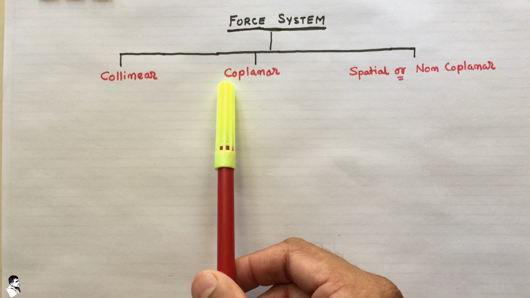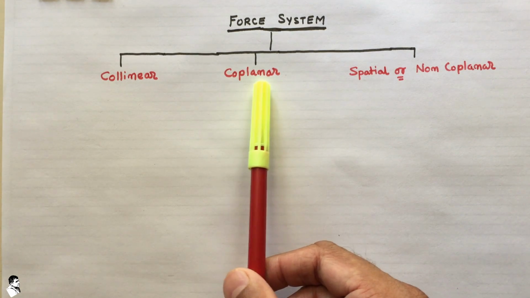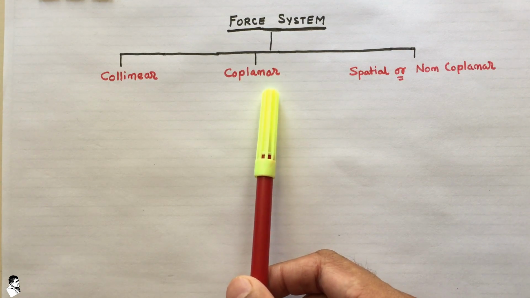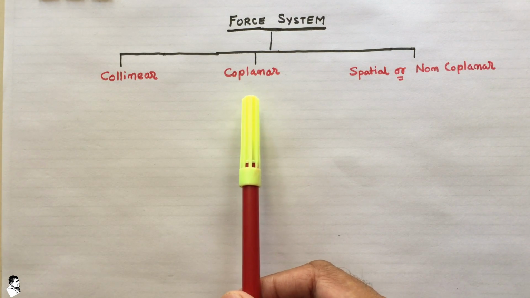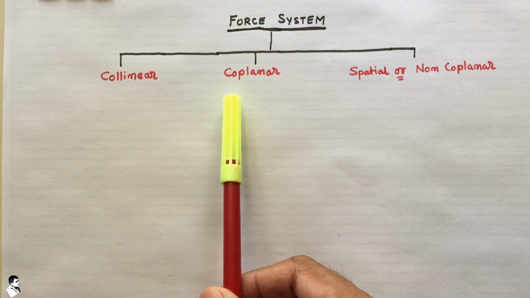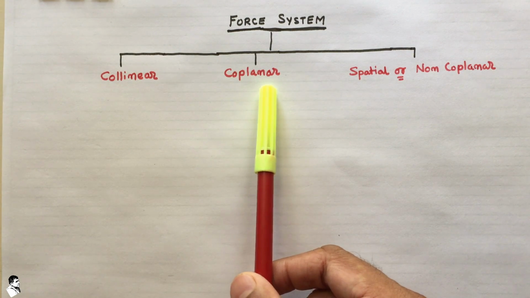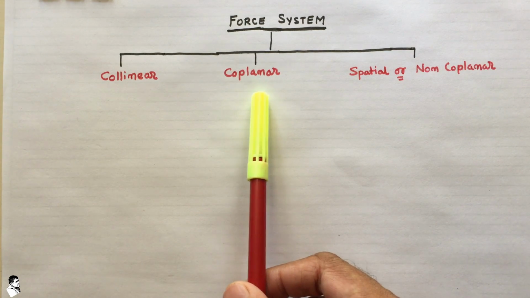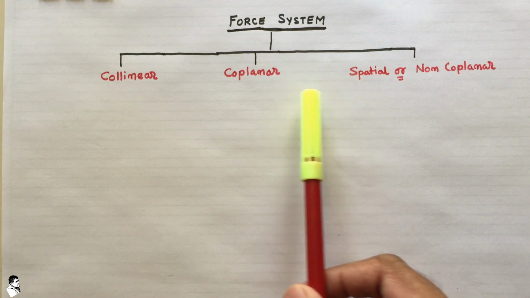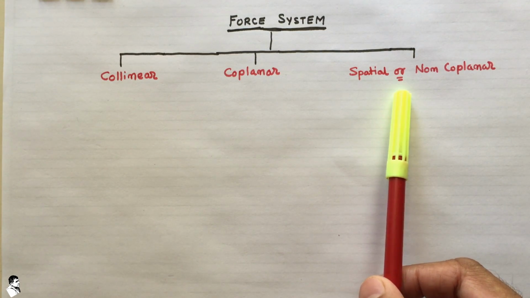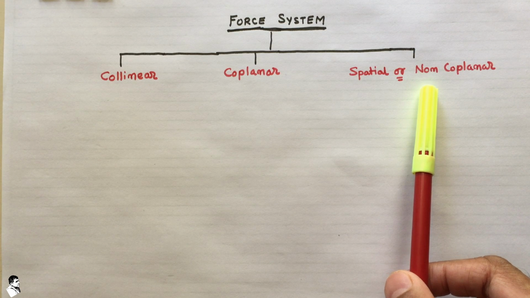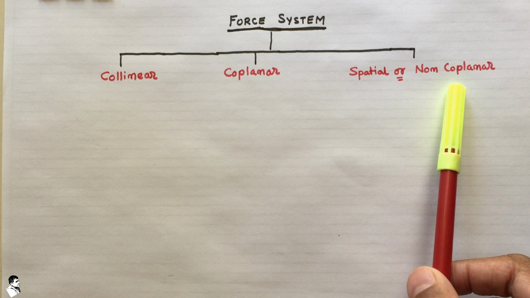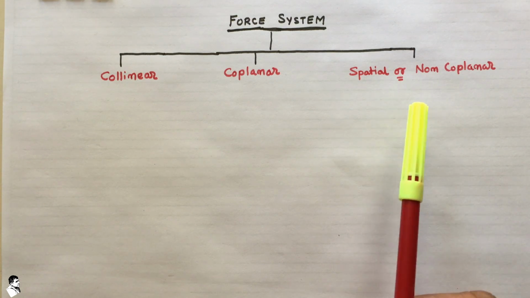And here again, co means same and plane. So the forces are acting along the plane. The meaning of that is whatever forces are available on the body, those are acting on a single plane. Those types of forces are known as coplanar forces. Opposite to coplanar, spatial forces are also known as non-coplanar forces. That means the forces acting on a body are not on the same plane.